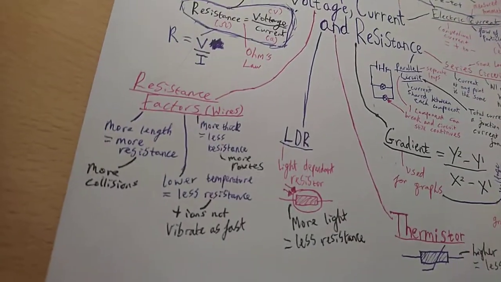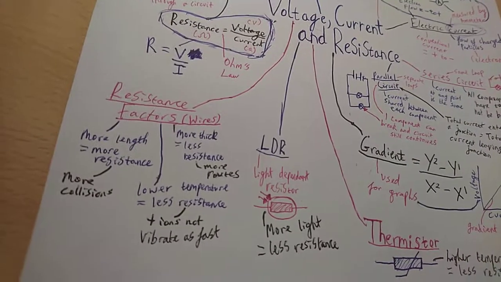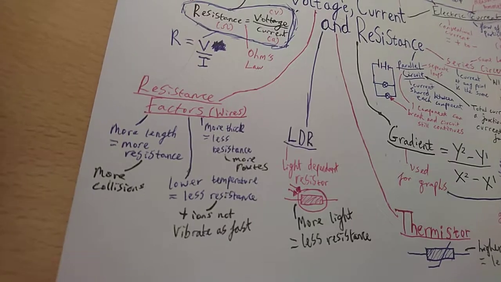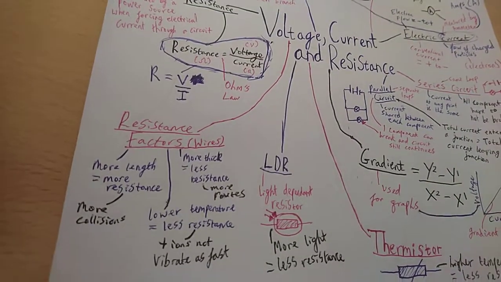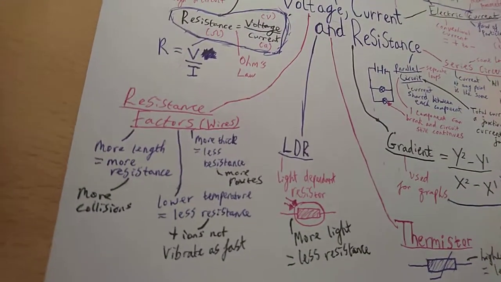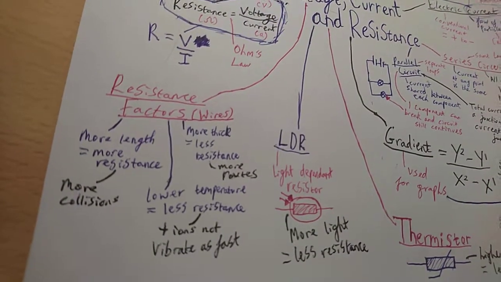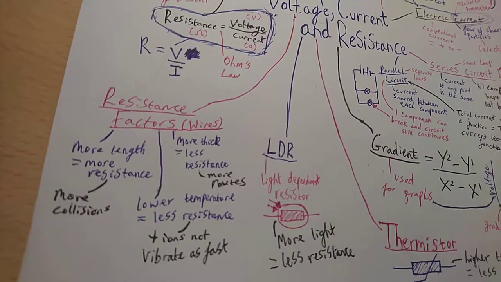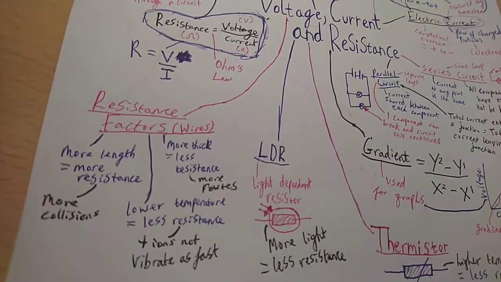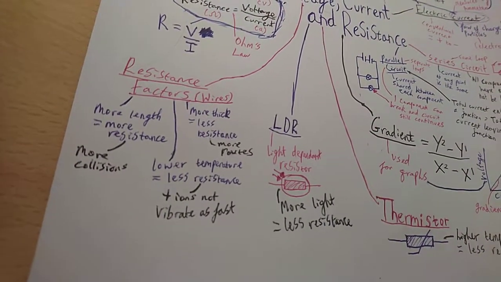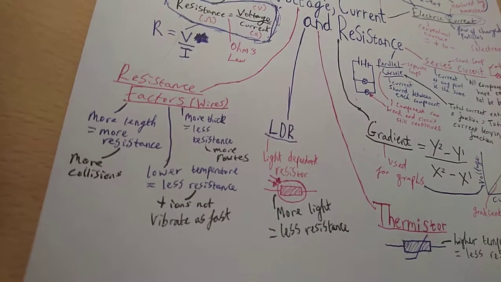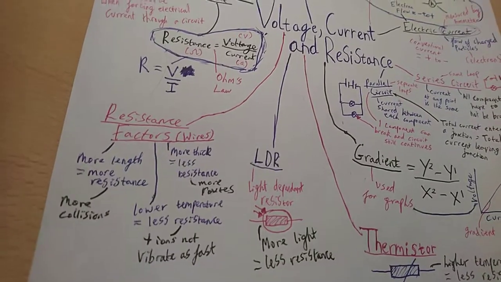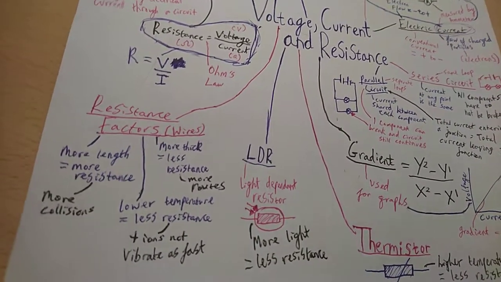Resistance factors. Some things about wires change the resistance. The thicker a wire is, the less resistance it has, as there are more routes for the electricity to follow. The longer a wire is, the more resistance it has, because there are more collisions between the different particles. Also, a lower temperature means less resistance, as the plus ions don't vibrate as fast, because the plus ions are holding back the minus electrons.